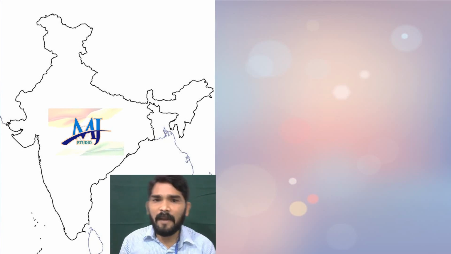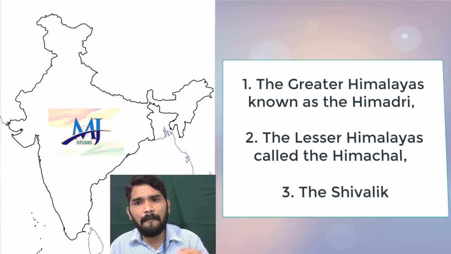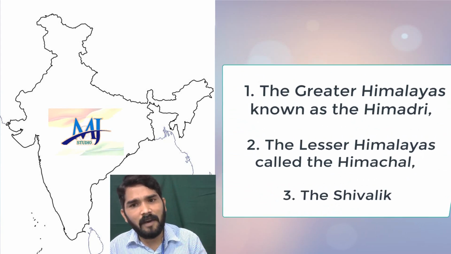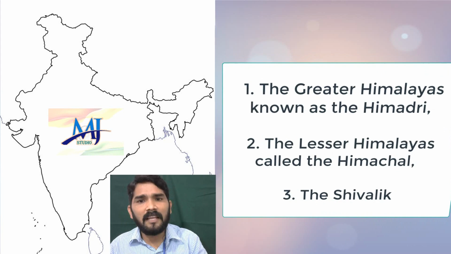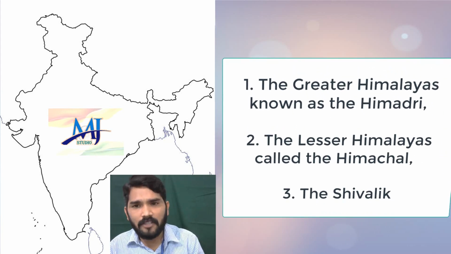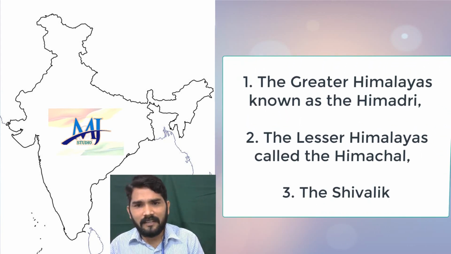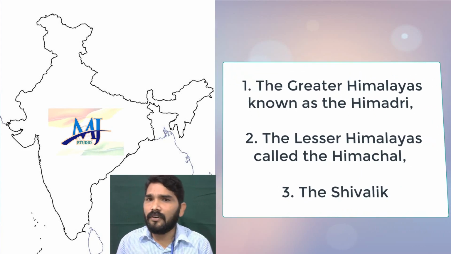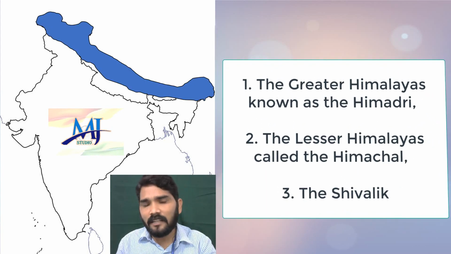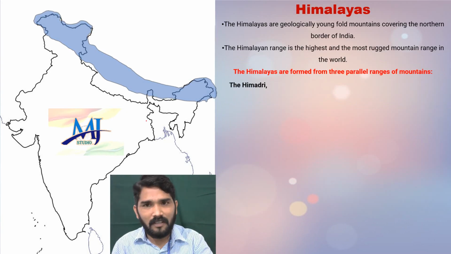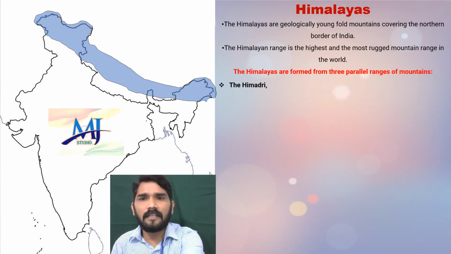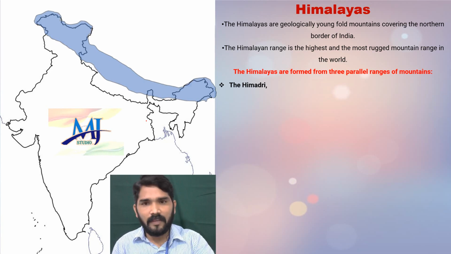And the Himalayas consist of three parallel ranges: the Greater Himalayas, which are known as Himadari, the Lesser Himalayas, which are called Himachal, and the Siwaliks, which comprise the foothills. So let's learn more about that. First one, we shall look at the Himadari.